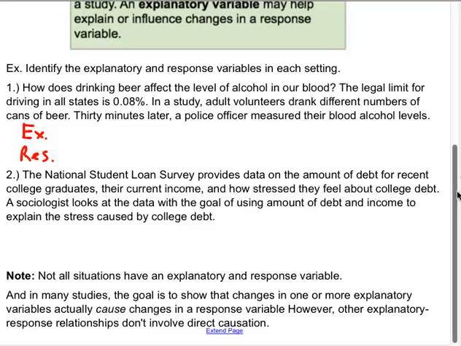So here, the explanatory, they're having different numbers of cans of beers. Okay, so to me, the explanatory variable is probably going to be the amount of beer. And then what is being changed? What are we measuring? Well, we're measuring their blood alcohol content, their BAC. That's what we think is going to be affected by the number of beers that these people are drinking.